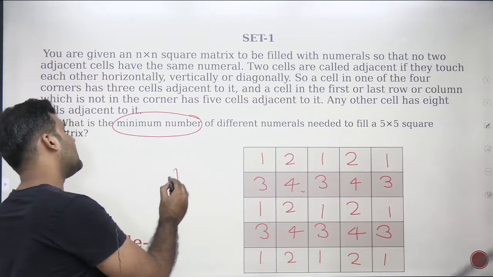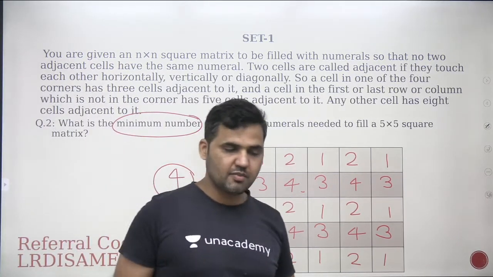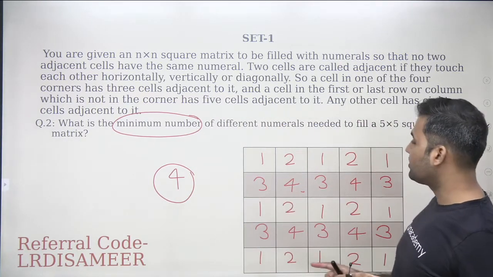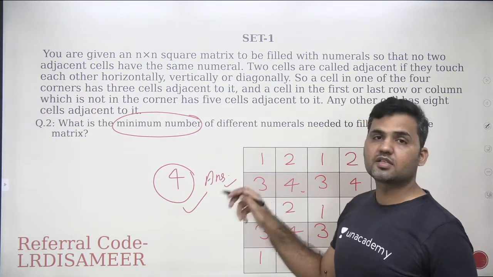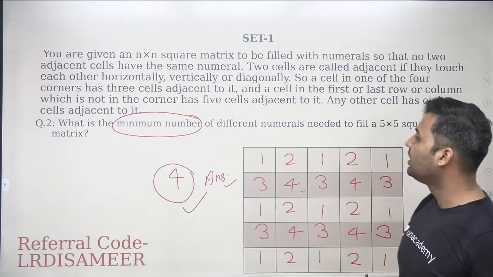The minimum number of numerals that we are supposed to use to fill this 5 into 5 square matrix is 4. That is the answer of the question. This is the answer, right? A very simple question, free mark in CAT exam.